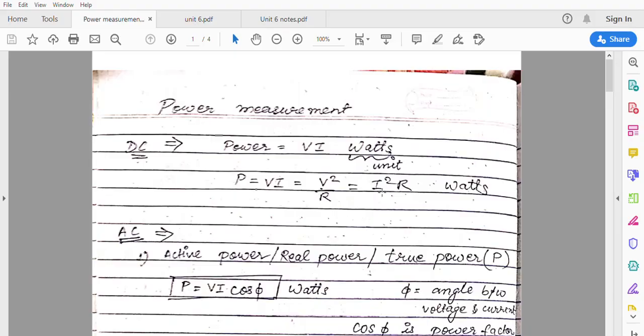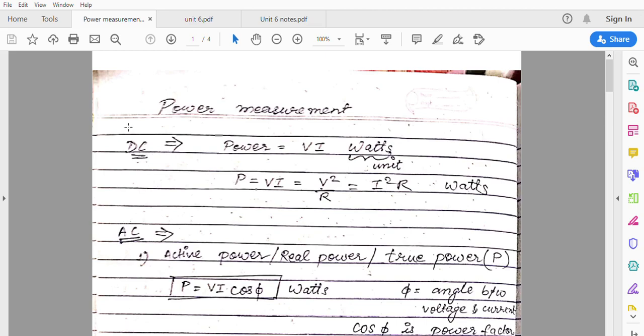Hello students, today we are going to start the sixth unit, and the sixth unit is about electrical installation. There is a very important topic known as power measurement. We have studied power in DC circuits and in AC circuits, that is units 1 and 2. We are quickly going to revise what power is, and then we will start with power measurement.